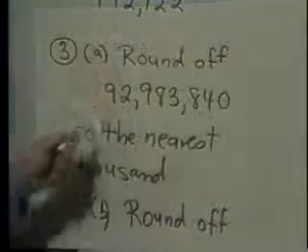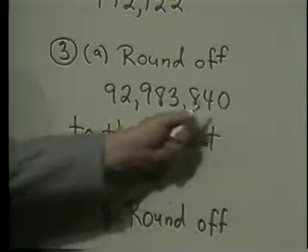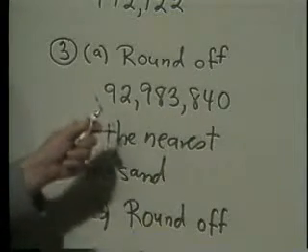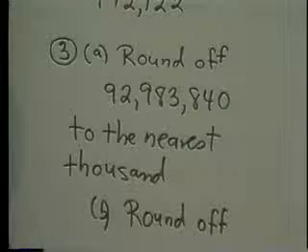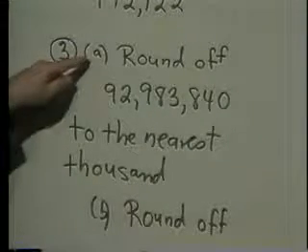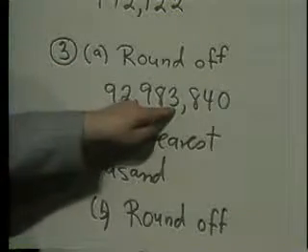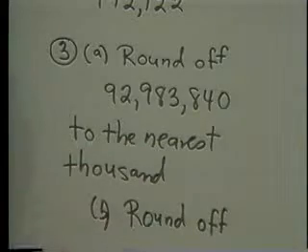Okay? Now, I mentioned before that when you deal with multi-digits, you tend to do the most important digits last, and sometimes we like to get estimates. So let's review rounding off. See, problem number 3, part A says, round off 92,983,840 to the nearest thousand.